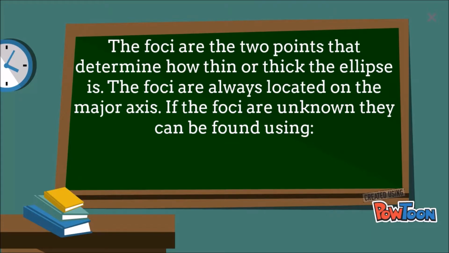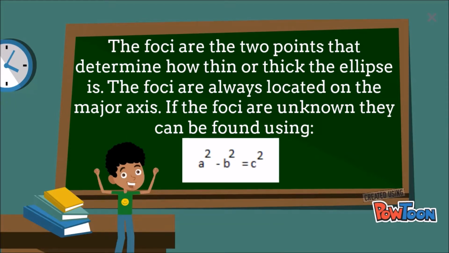The foci are the 2 points that determine how thin or thick the ellipse is. The foci are always located on the major axis, and if they are unknown, they can be found using the formula a squared minus b squared equals c squared, where c is the distance.